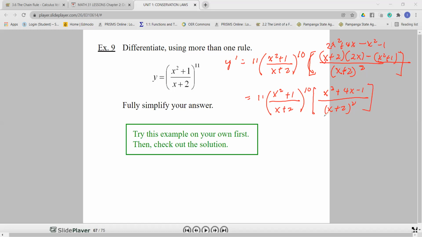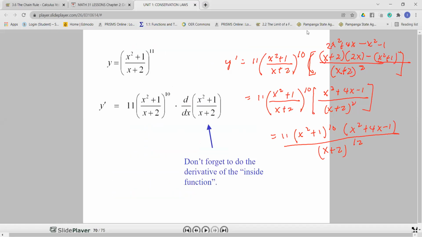Okay? So pwede ko nga ayusin. Actually, gawin natin siyang 11. Tapos yun sa taas, yung to the 10th power ko, x squared plus 1 to the 10th, multiplied to x squared plus 4x minus 1, all over, meron akong to the 10th dito kasi na-distribute yung 10 doon at saka dalawa nun sa 12 na. X plus 2 quantity to the 12. So if you want, ganito yung magiging final answer natin.